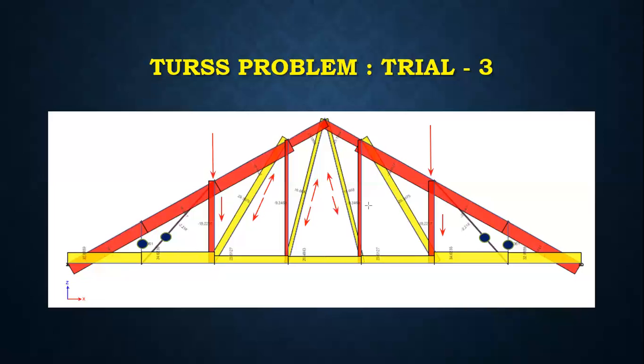So these vertical members again are subjected to compression. This is how the loads are going to flow in the truss. And the last 2 members that you are seeing are subjected to zero member forces.